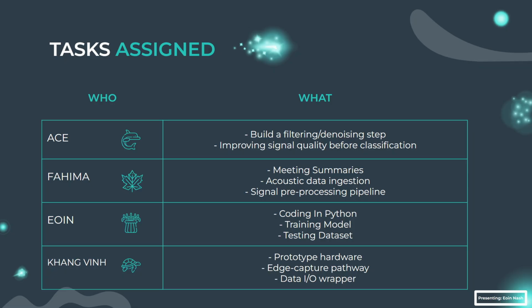So, how are we going to get this done? We have tasks assigned to each of us. Ace, for example, is going to be building a filtering and denoising step, which will also improve the signal quality before classification. Fahima has been doing amazingly with the meeting summaries and will continue to do so, but we will also include the acoustic data ingestion and signal preprocessing pipeline in her challenges. For me, I will be doing coding in Python, training the model, and testing the dataset that we have and the possible multiple datasets we have. Kang will be using the prototype software, the edge capture pathway, and the data I/O wrapper to complete the physical model itself.